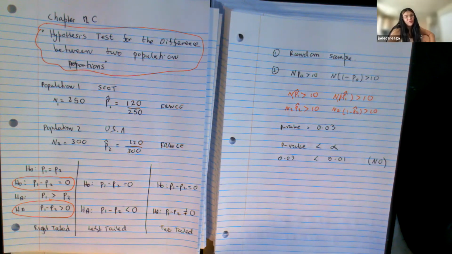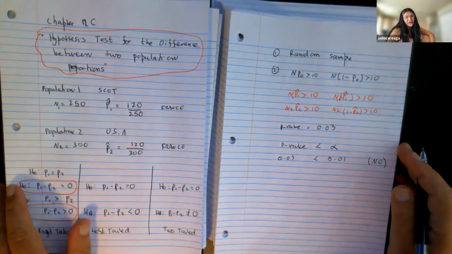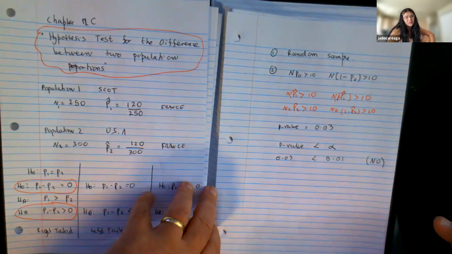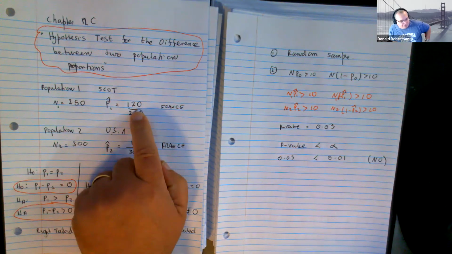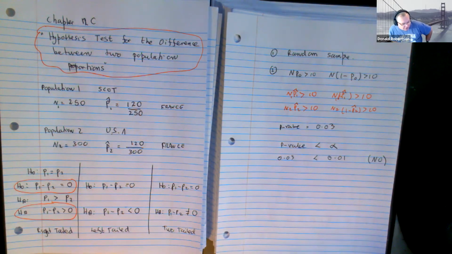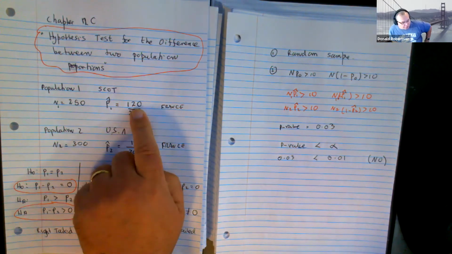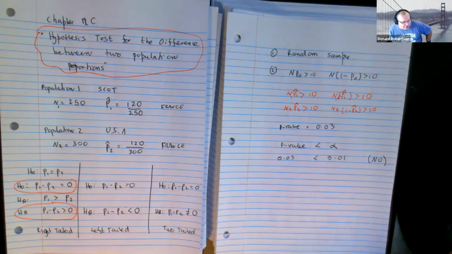Now, would there need to be more Scottish people that have visited France for it to have worked? Yeah, pretty much. If this had been 140, we probably would have had evidence. Actually, if this had been 130, we probably would have had evidence. Right? We just needed a few more Scottish people out of the total, and it would have worked.